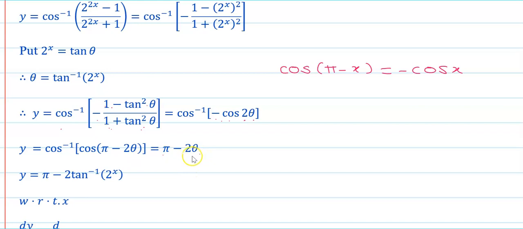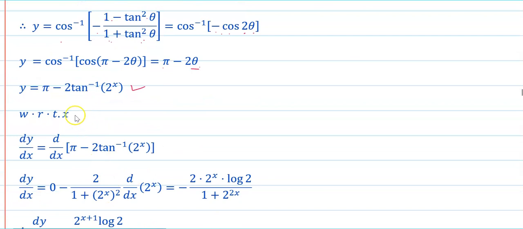Now substitute the value of this theta. What is theta? Tan inverse of 2 raised to x. Therefore y is equal to pi minus 2 times tan inverse of 2 raised to x. Now differentiate this with respect to x. Derivative of pi, which is a constant, is 0. 2 is a multiplicative constant, that is the tan inverse of 2 raised to x. Again, the derivative of tan inverse of 2 raised to x.